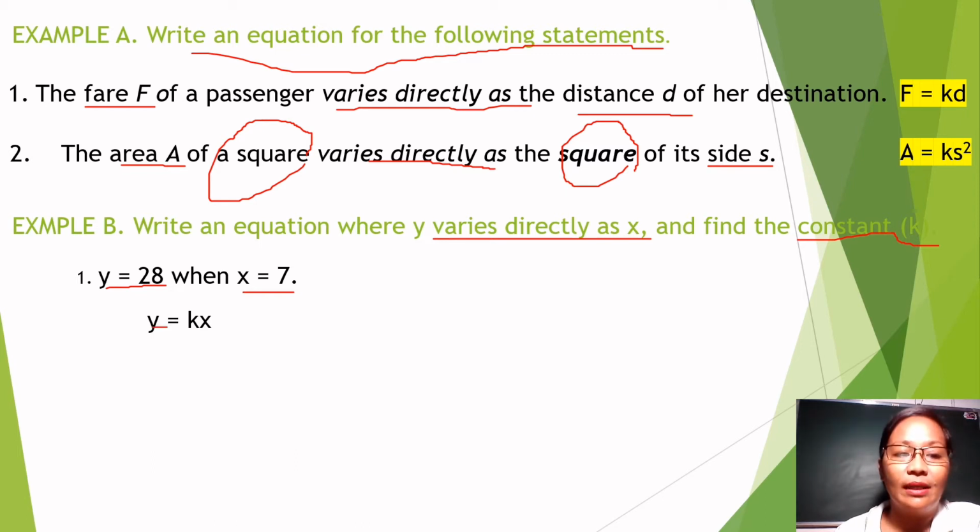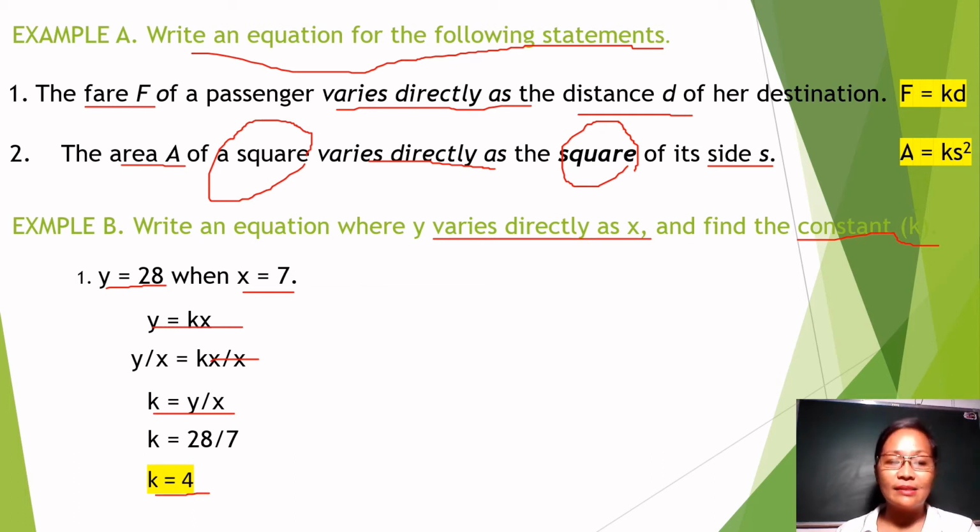So this is our variation equation. Then after that, to find our k, divide both sides by the variable beside k. So divide both sides by x. Therefore, we have y over x is equal to kx over x. Cancel x and x. Therefore, we have k is equal to y over x. Next, substitute the given. So k is equal to, our y is 28 all over our x is 7. Therefore, we have 28 divided by 7 is equal to 4.